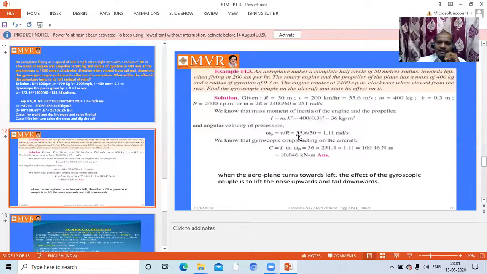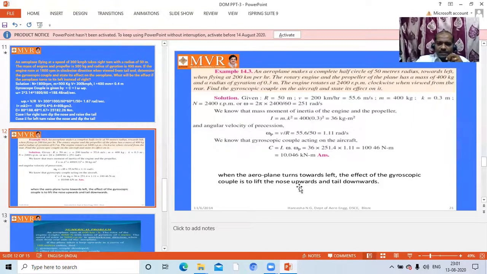Next, R is the radius of rotation, given as 50 meters, so no need to convert the unit. Next, what is omega? Omega is 2 pi n by 60. Pi value is 3.14 and n is the rpm 2400, that is 251 radians per second. Substituting all these values in the gyroscopic couple, we get the result. Next, discuss this condition. When the aeroplane turns towards the left, the effect of the gyroscopic couple is to lift the nose upwards and the tail downwards.